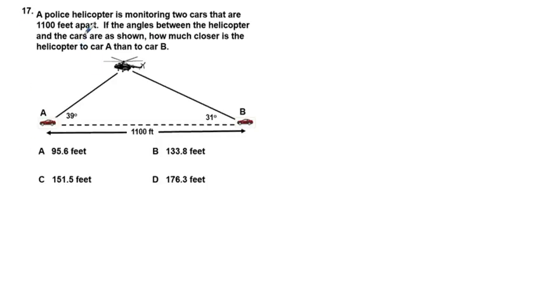This is problem 17. A police helicopter is monitoring two cars that are 1,100 feet apart. If the angles between the helicopter and the cars are as shown, how much closer is the helicopter to car A than to car B?